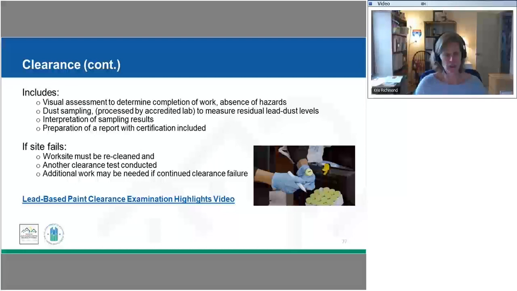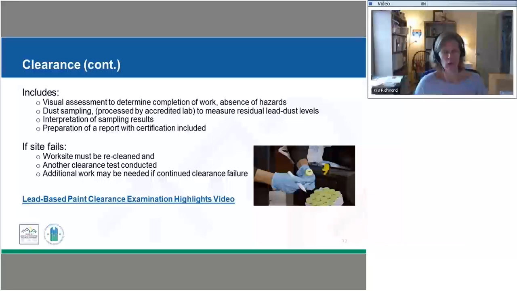So they're going to be taking swabs, doing those samples, sending those to a lab to ensure that it's passing clearance. They're going to send those to an accredited lab, and that lab is going to measure the residual lead dust levels, and then they're going to get a report back, and the report is going to be interpreted to tell us whether it passed clearance or it didn't pass clearance.